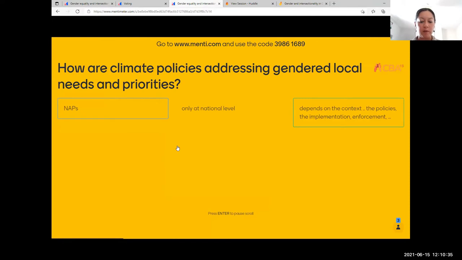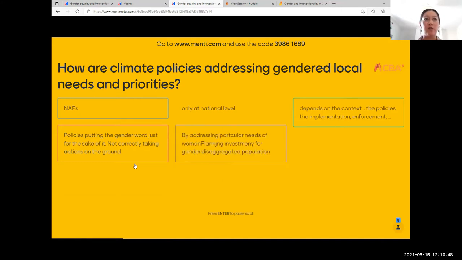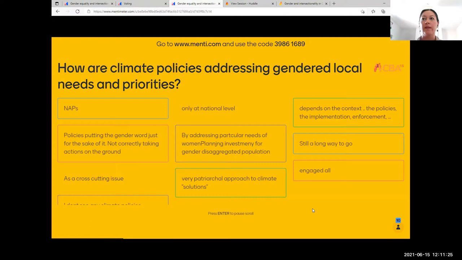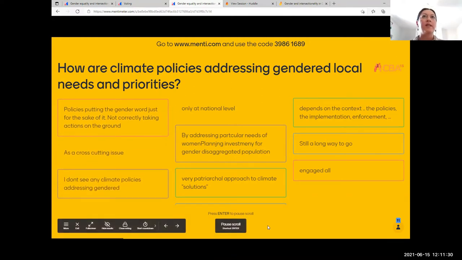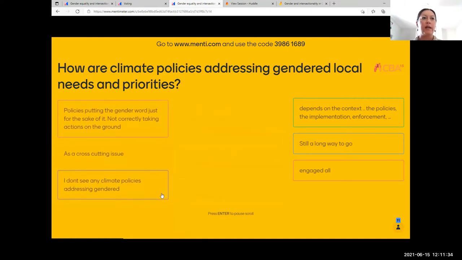The first question related to responsive policies: how are climate policies addressing gender, local needs and priorities? We are seeing answers saying policies put the gender word in just for the sake of it, not correctly taking actions on the ground. So it's a matter of implementation challenges, addressing particular needs of women, planning investment for gender-disaggregated population, a comment that it's still a long way to go. People highlight the relevance of the context, the policies, implementation challenges, enforcement, the role of NAPs in having the right policies addressing gender and local needs, and the gap between having the plans and implementation. Someone reflects on the very patriarchal approach to climate solutions. A comment says they don't see any climate policies addressing gender.